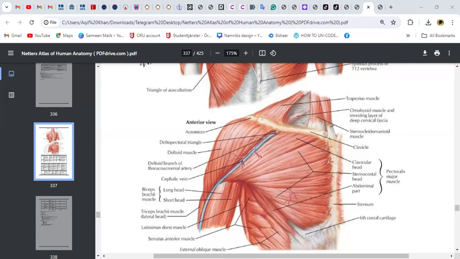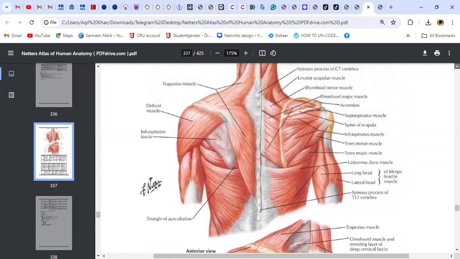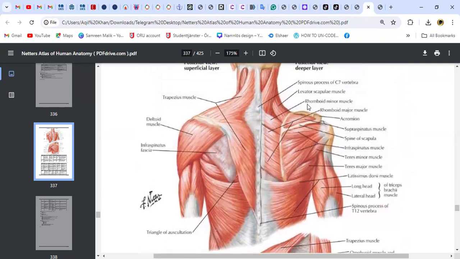So today, these are the attachments. In the upper picture, you could see these are the rhomboids, minor and major, and the trapezius muscle here. The whole attachment you could see. If you want, I can tell you as well in one go. As you could see, the trapezius takes its origin from the medial third of the superior nuchal line, the external occipital protuberance here.